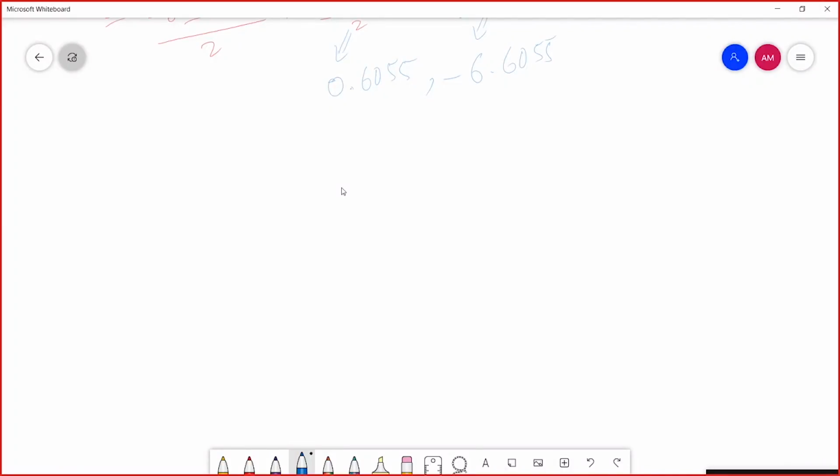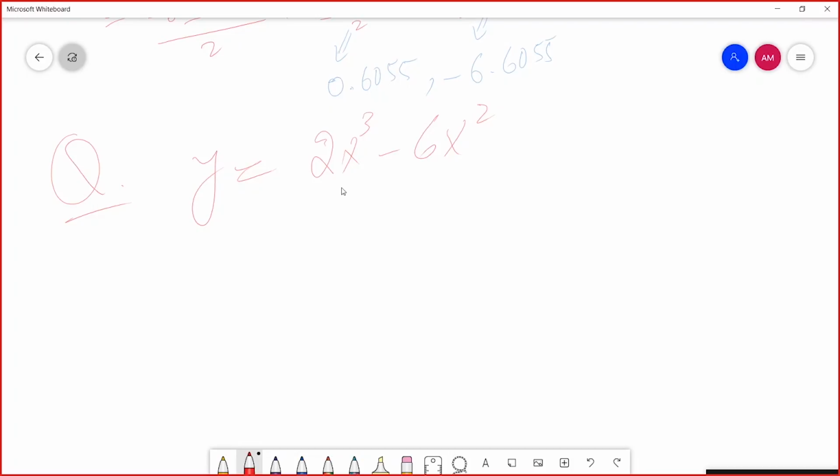Let's do one more question which appears to be interesting. So let's say red color. We have an equation y is equal to 2x cube minus 6x square.